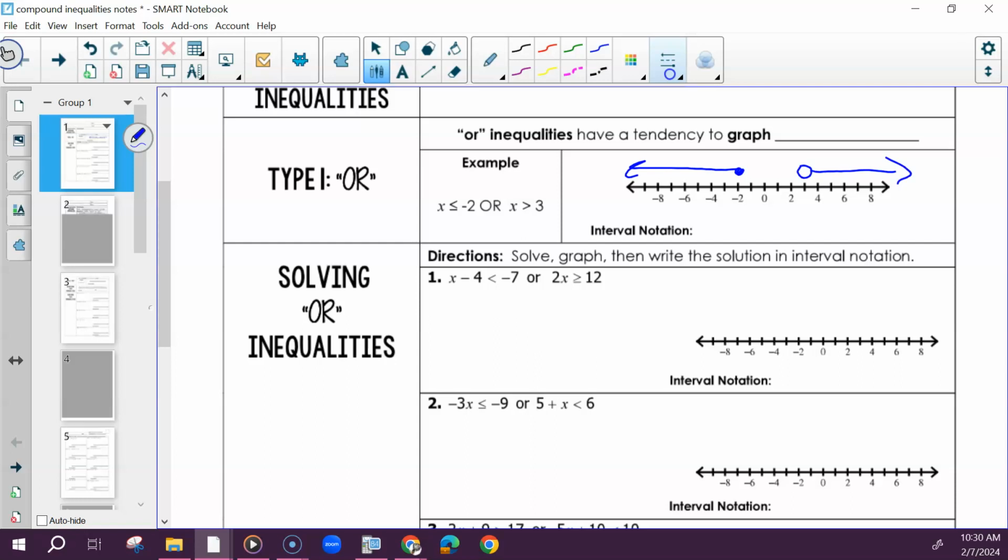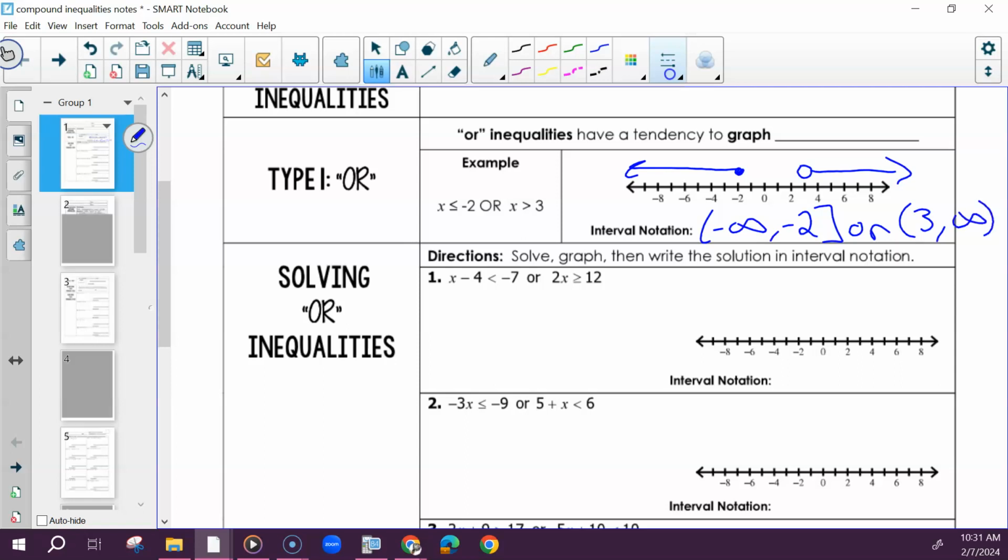So the inequality notation would be this. But the interval notation, again, we're reading left to right. Starting at the left, where would this start? Negative infinity. And then where does that stop? -2. Would that be parenthesis or bracket? Bracket. -2, bracket. Then you're going to write the word or. Where does this start again? 3, parenthesis or bracket? Parenthesis, 3. And then where does that end? Positive infinity.